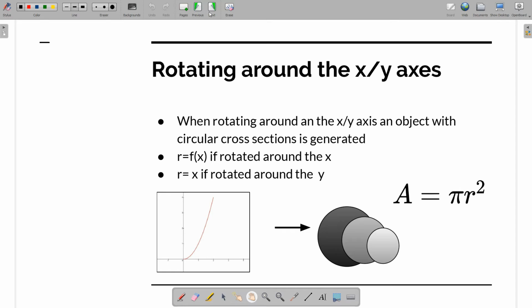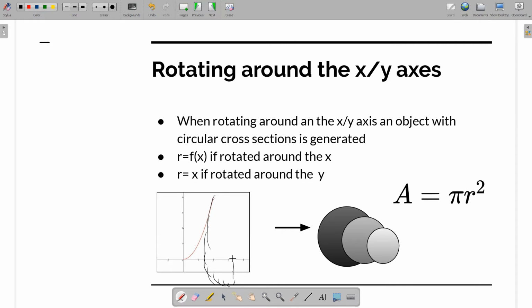In that section we were given some shaded region, and we were told that was the base of some object, and then we knew what the cross sections of that object look like. This is a little bit different in the sense that we're going to be just taking some function and then rotating it around an axis.